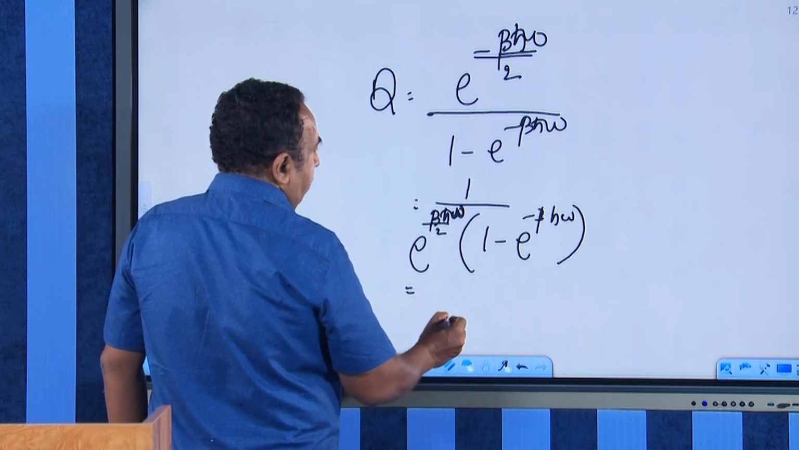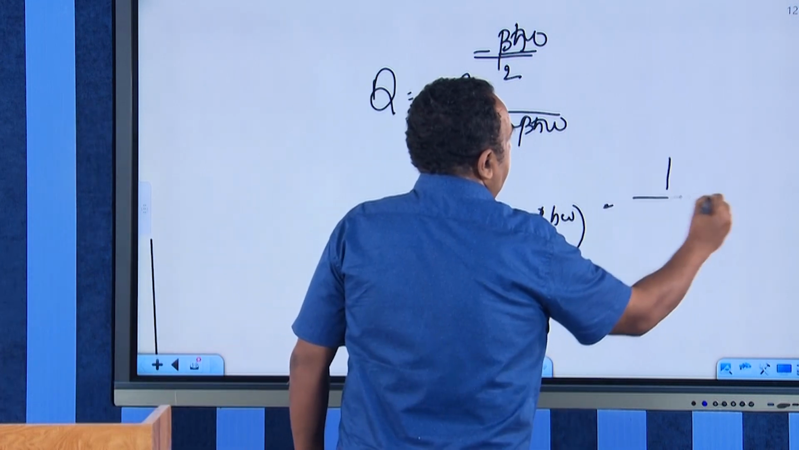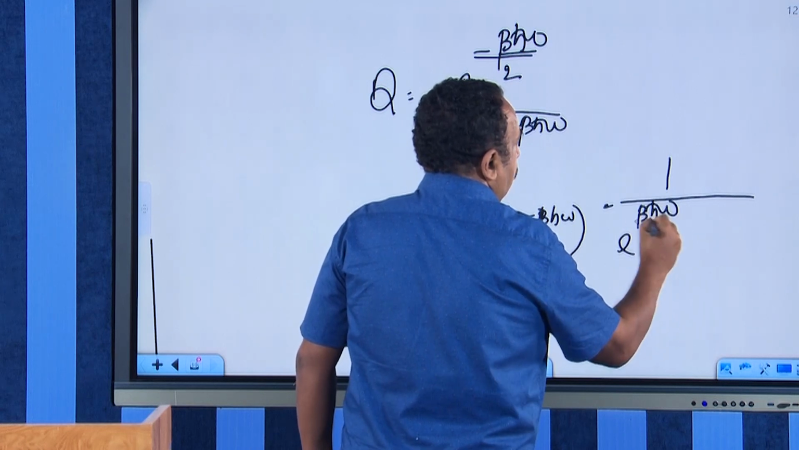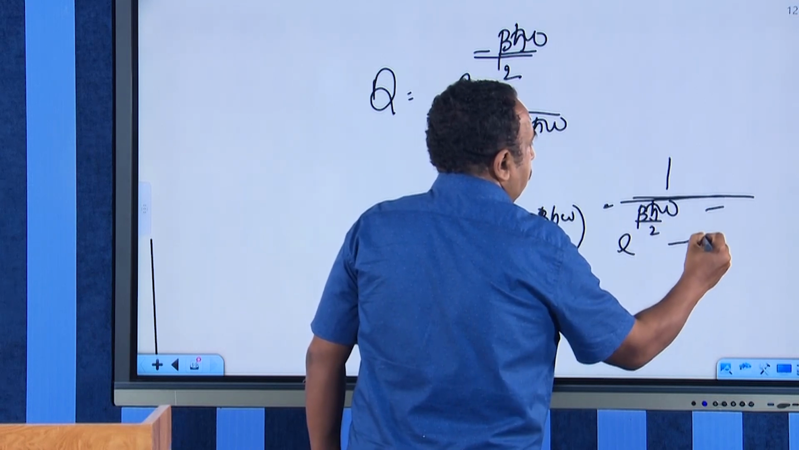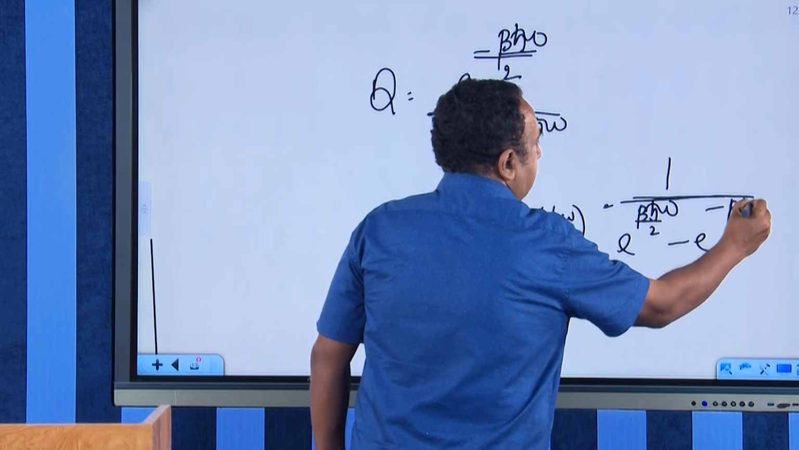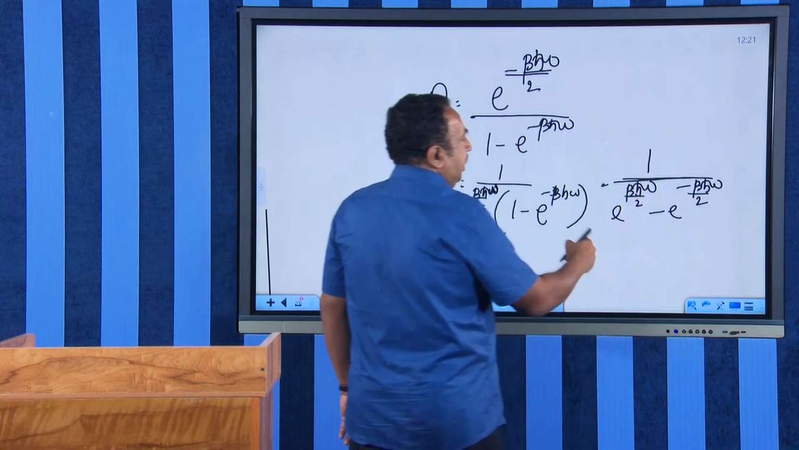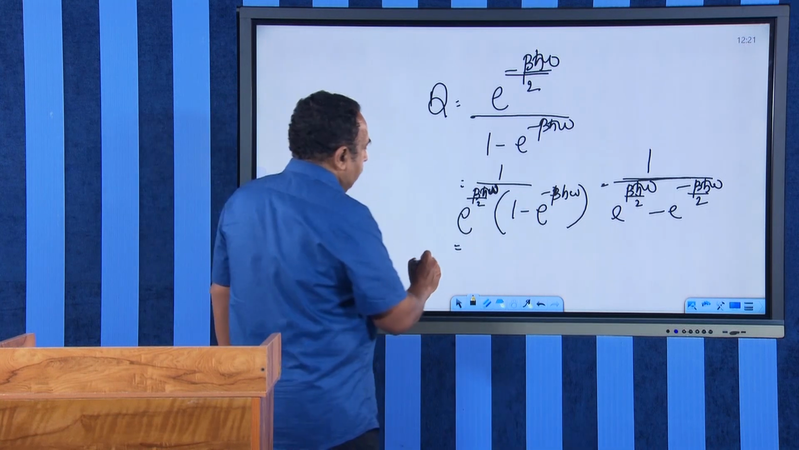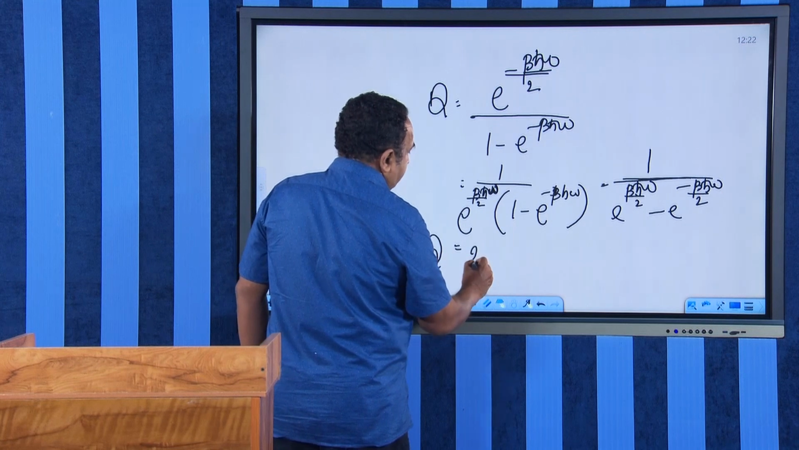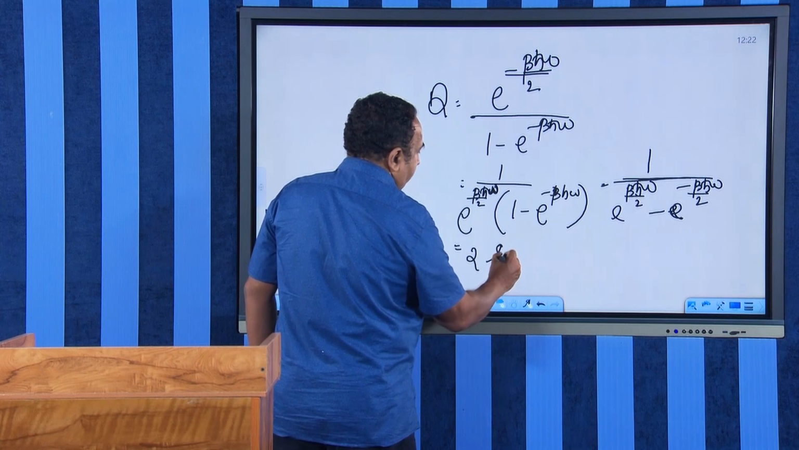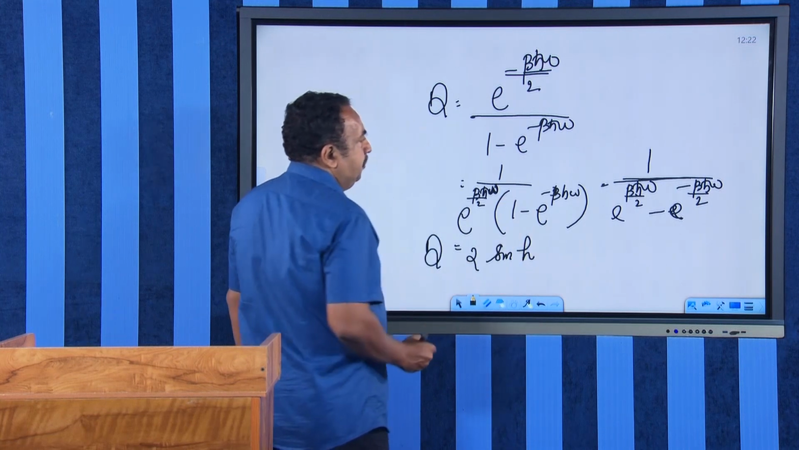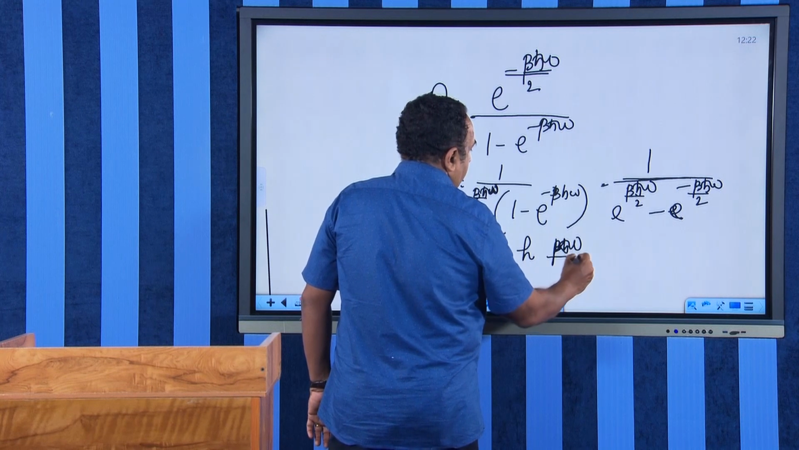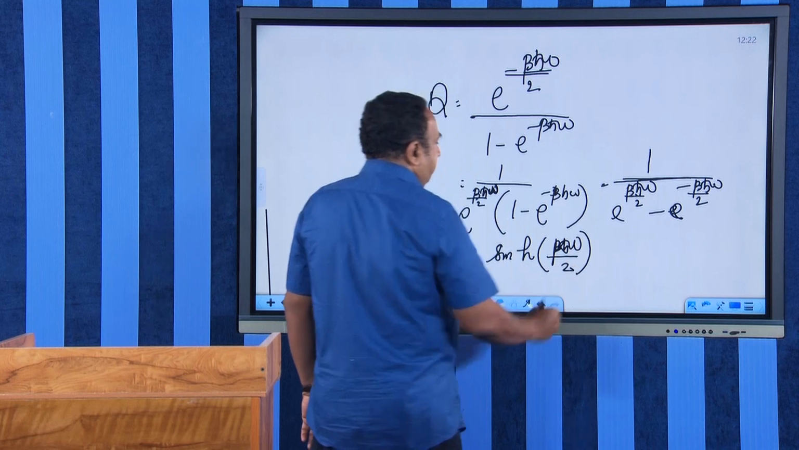Therefore, your expression can be written as 1 divided by e raised to beta h cut omega by 2 minus e raised to minus beta h cut omega by 2. And e raised to x minus e raised to minus x, you can write as 2 sinh x. Therefore, you can write your partition function also as 2 sinh x, where x is beta h cut omega by 2. This is also another form of the partition function.